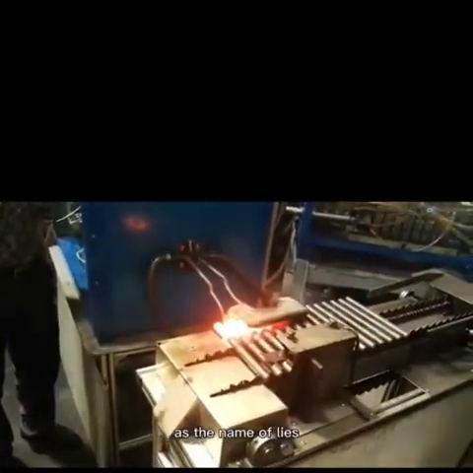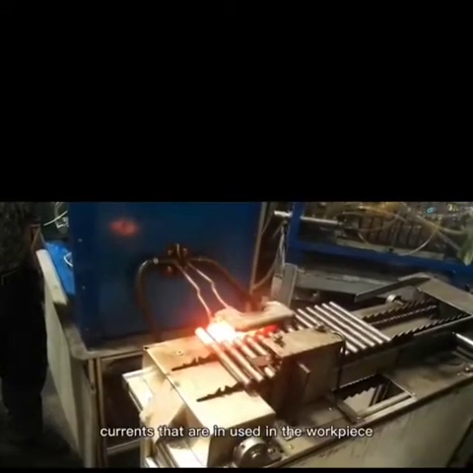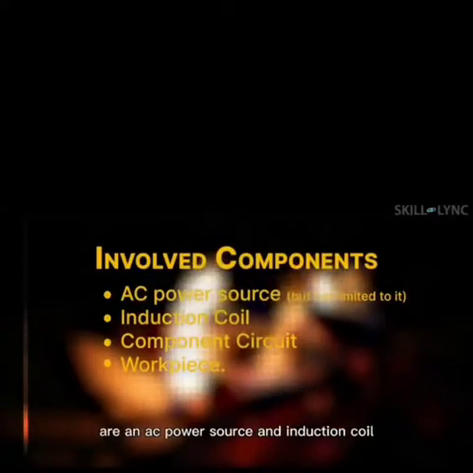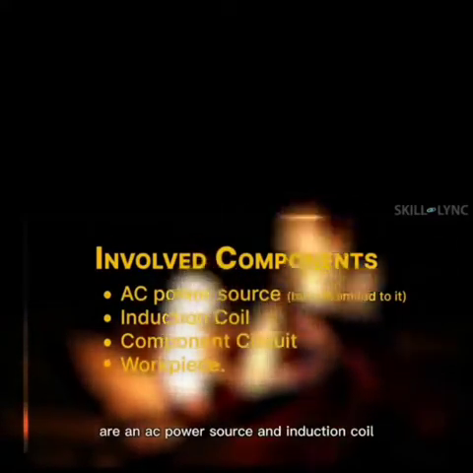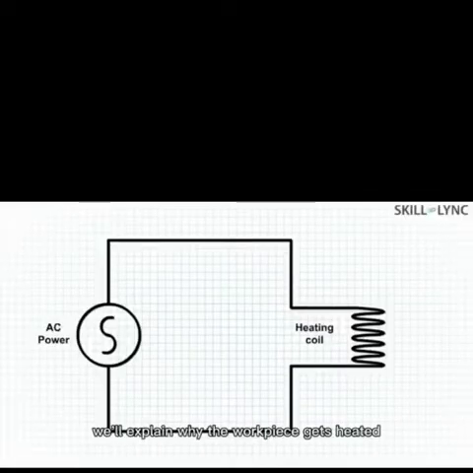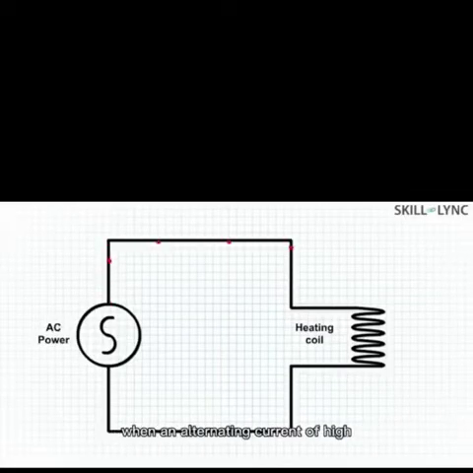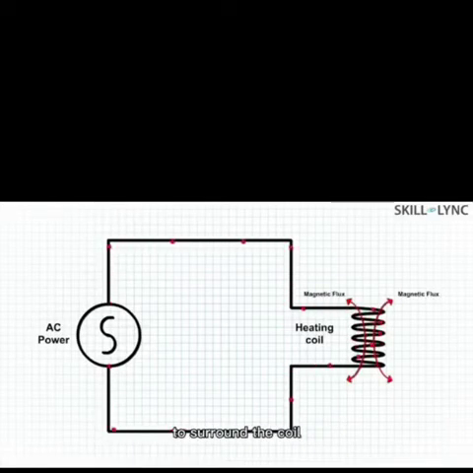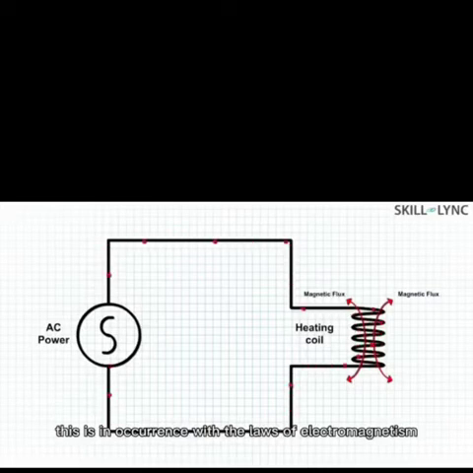As the name implies, induction heating relies on the electrical currents that are induced in the workpiece. The components that are involved in an induction heating system are an AC power source, an induction coil, the circuits, and the workpiece. In this video, we'll explain why the workpiece gets heated. When an alternating current of high frequency is passed through the coil, this causes an alternating magnetic field to surround the coil. This is in accordance with the laws of electromagnetism.